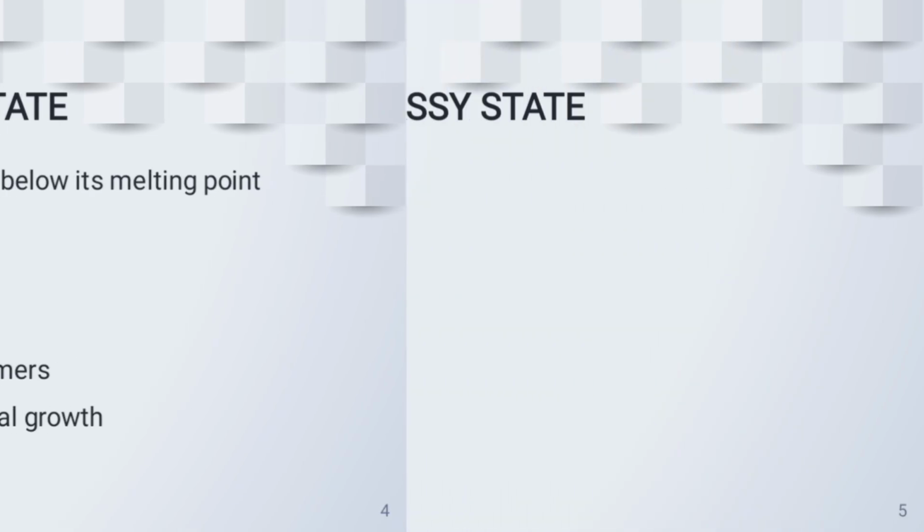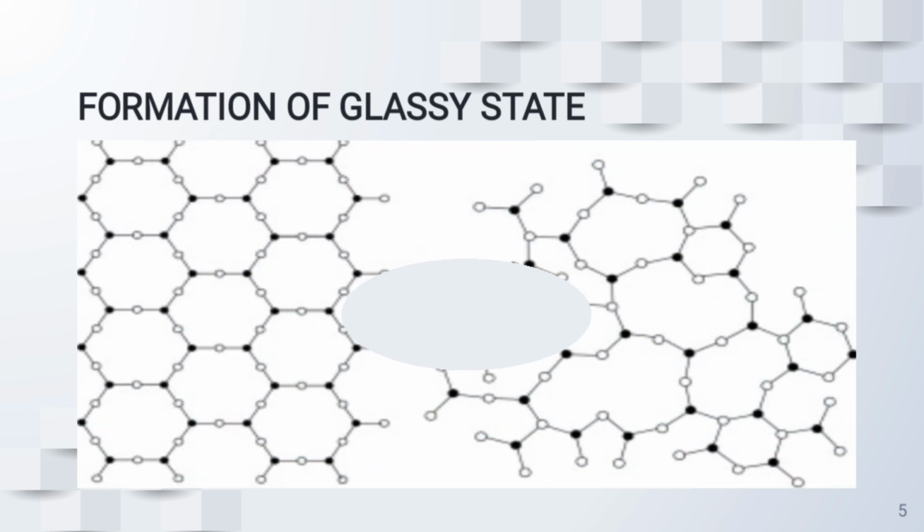Then moving to the next point, here you can see the diagrammatic representation of a glassy state. Once it is heated, it gets converted into liquid and then it is supercooled. It is frozen immediately, so it has no sufficient time to arrange in an ordered crystal manner. So this is a glassy state or amorphous solid.